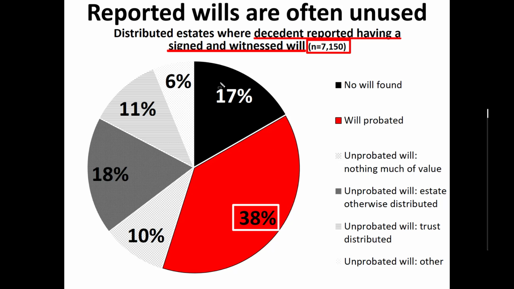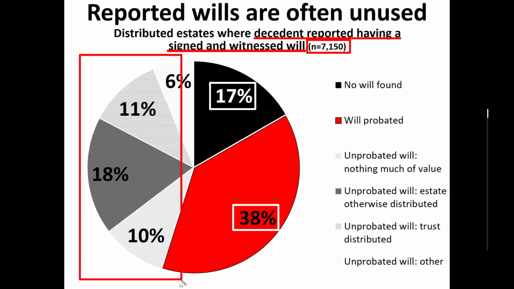Now, of course, you have 17% of the cases where the document wasn't found, or the heirs found it, destroyed it, and lied about it. Most of the cases, though, what we're dealing with is not that the documents weren't found. Most of the cases we're dealing with a scenario that the documents didn't control anything, right? The heirs indicate, yes, there was a will document, but it didn't control anything, right?